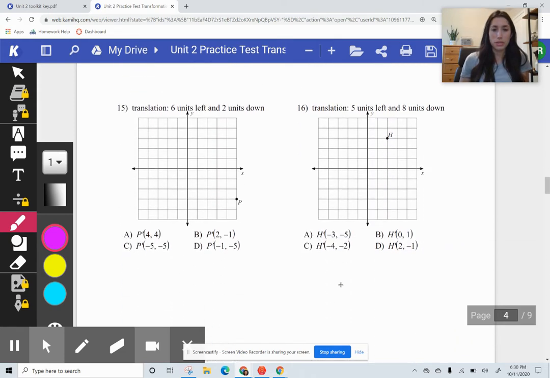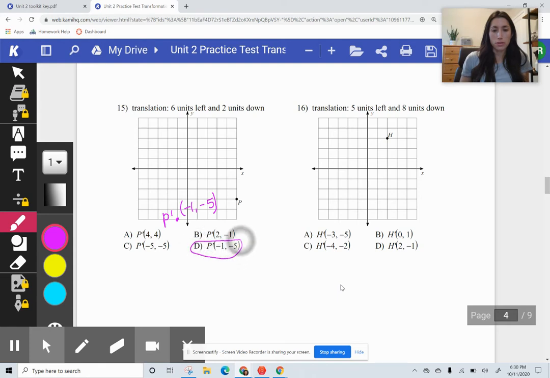Here we're going to do this 6 units to the left and 2 units down. For this one, I'm just going to go ahead and actually do the transformation on the graph since I have a graph here. So 1, 2, 3, 4, 5, 6 to the left and 2 down. And then I'll call that P prime. And that is now at -1, -5. And I'll write that out, -1, -5. So we've got D as our option.